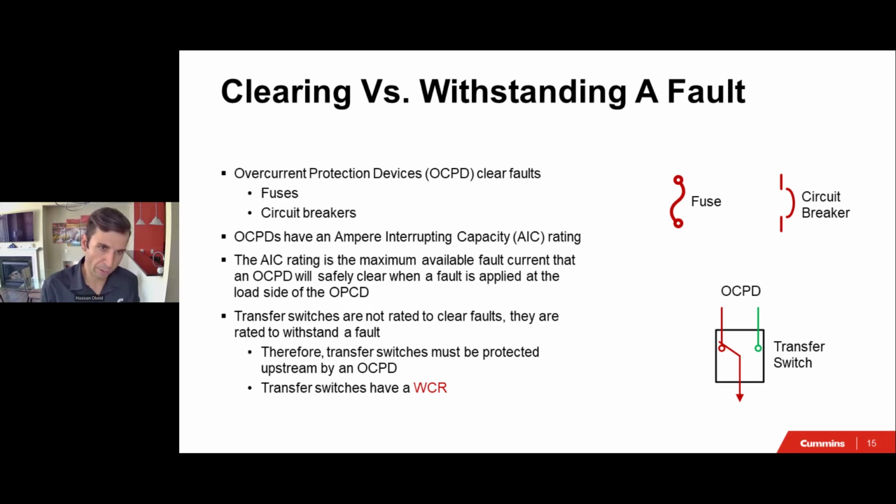If you look at a circuit breaker, you'll see a little label that shows the AIC rating for this breaker. The AIC is basically the maximum available fault current that an OCPD will safely clear, or open the circuit, when a fault is applied on the load side of that OCPD, that breaker or that fuse. And it will do so without creating a hazardous situation.